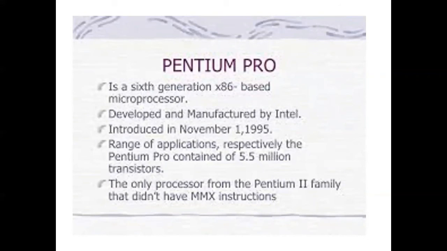Now let's come to the last topics of this module, module 2. There are some more processors. Pentium Pro. It is a 6th generation x86 based processor developed and manufactured by Intel. It was introduced on November 1, 1995. The Pentium Pro contained 5.5 million transistors. This is the only processor from the Pentium 2 family that didn't have MMX instructions.